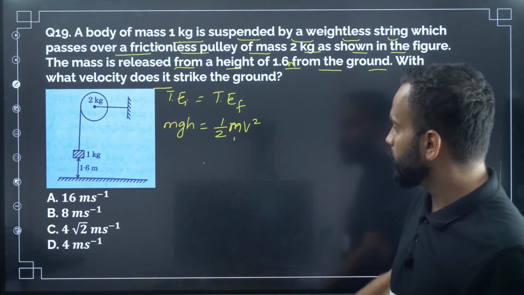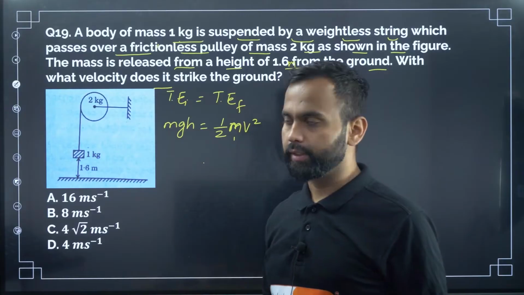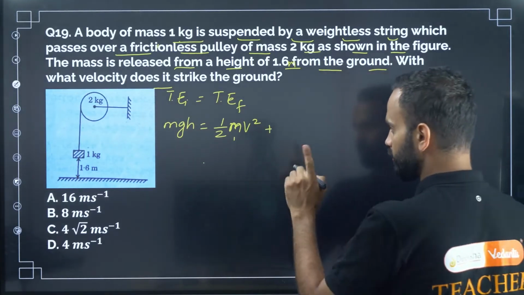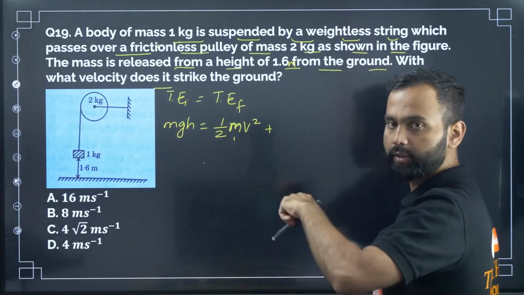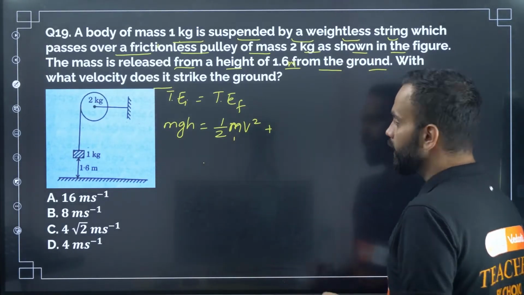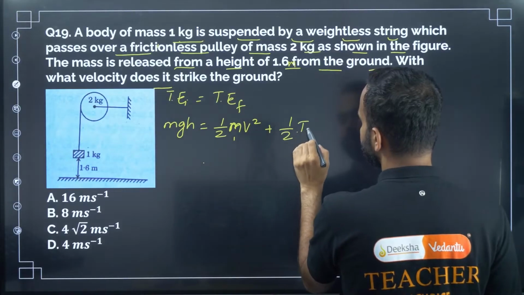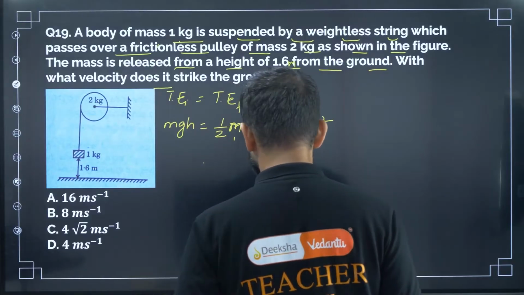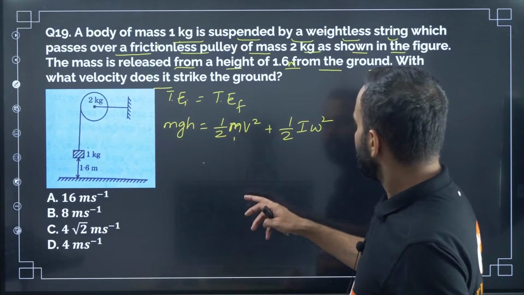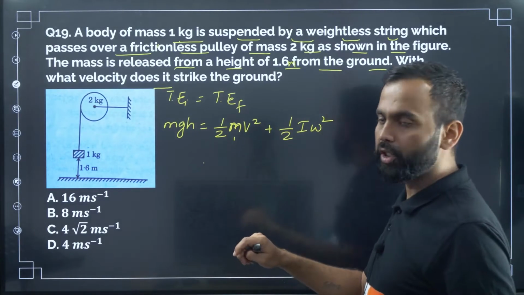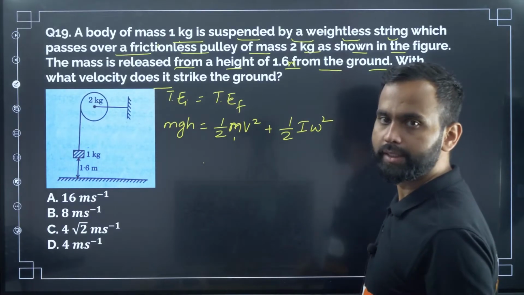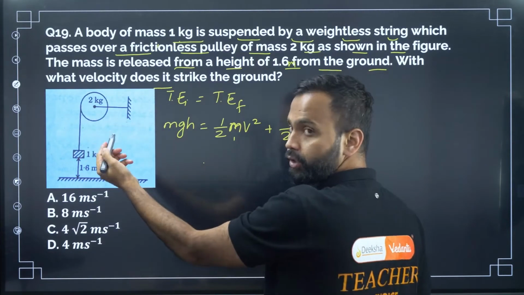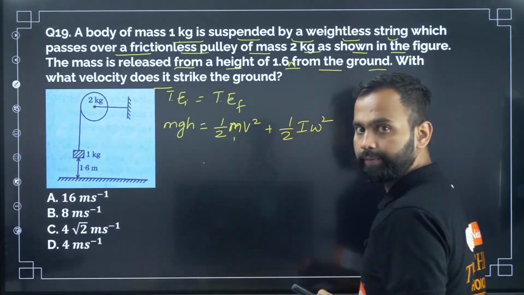V is the velocity of the block when it hits the ground, plus the rotational kinetic energy of the pulley. That will be half into I into omega square. Now I is the moment of inertia of the pulley. It is a disc, so the moment of inertia of the disc about this axis is mr square.